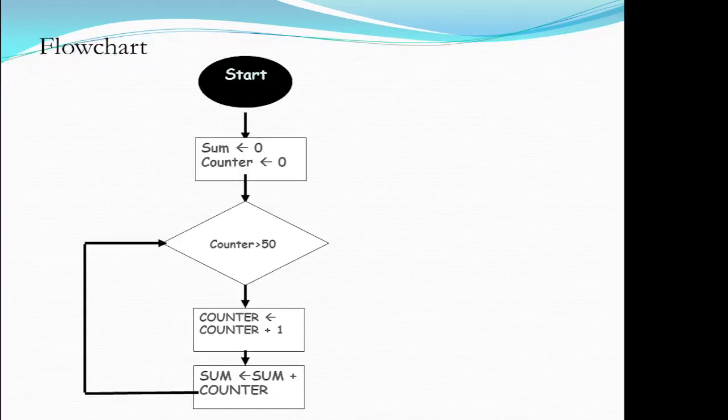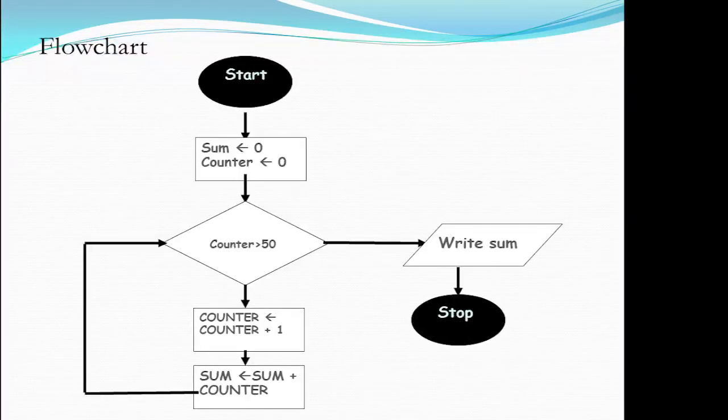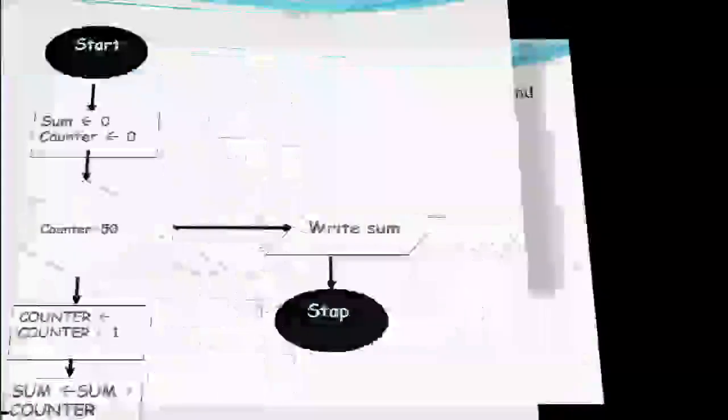It goes on like this until counter becomes greater than 50. When that becomes true, for example when counter is 51, 51 is greater than 50, yes, then the sum is displayed as output, since the question asks for the sum. Then follow the program and it stops. This is all on how to do a flowchart. I will show you other examples in class. Okay, thank you.